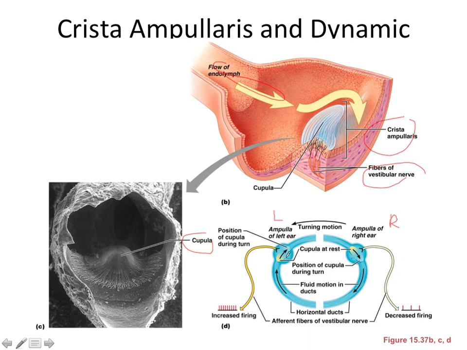However, the fluid has relative movement to the right. So the fluid will hit the crista ampullaris. Once the crista ampullaris is hit by the fluid, it will bend, pushed by the fluid. If the crista ampullaris is bent, it will stretch the fibers of the vestibular nerve and generate an action potential.